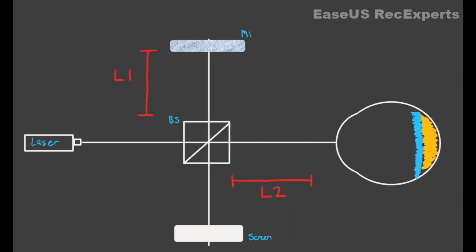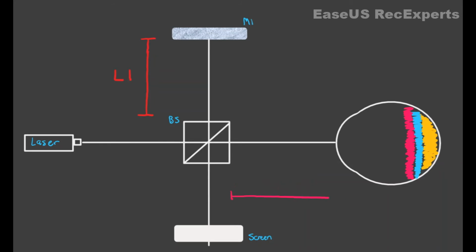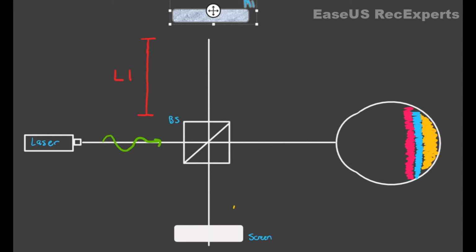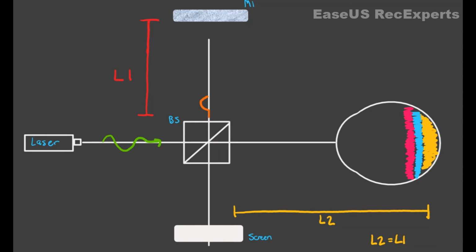I'll draw in different colors to represent the different retinal layers. Let's move mirror M1 so that L1 is equal to the distance from the beam splitter to the first retinal layer. If I send in a quick laser pulse, only the light reflecting from the first retinal layer will arrive at the detector at the same time as the one reflected off mirror 1. In this way, we can detect the first retinal layer. Now, let's move mirror M1 back again so that L1 is equal to the distance from the beam splitter to the third or the yellow retinal layer in this case. We can send in another quick laser pulse.